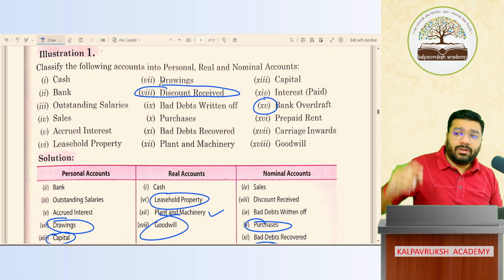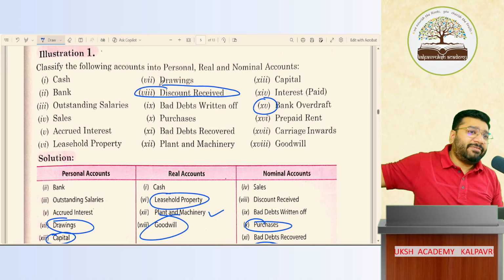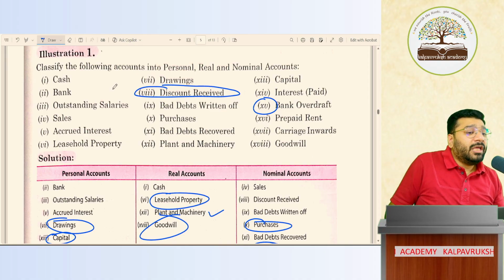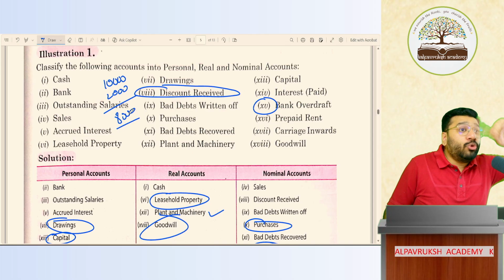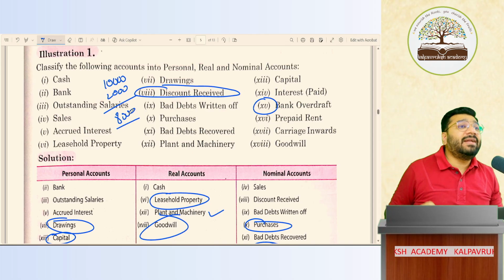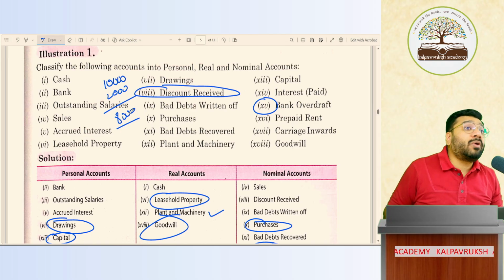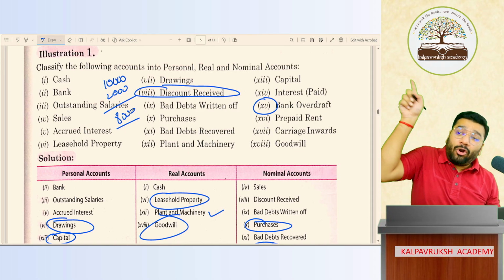discount received. After class, all of you are going to the mall. Lifestyle has a discount. You buy for 10,000 rupees, 2,000 discount. You have to pay how much? 8,000. Who is giving discount? Shopkeeper is giving discount. Can I call it discount allowed? Discount allowed by the shopkeeper. Yes or no? Discount allowed by the shopkeeper.